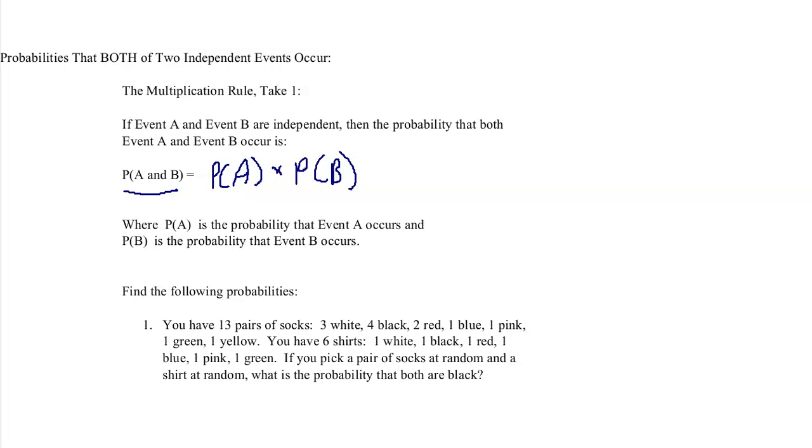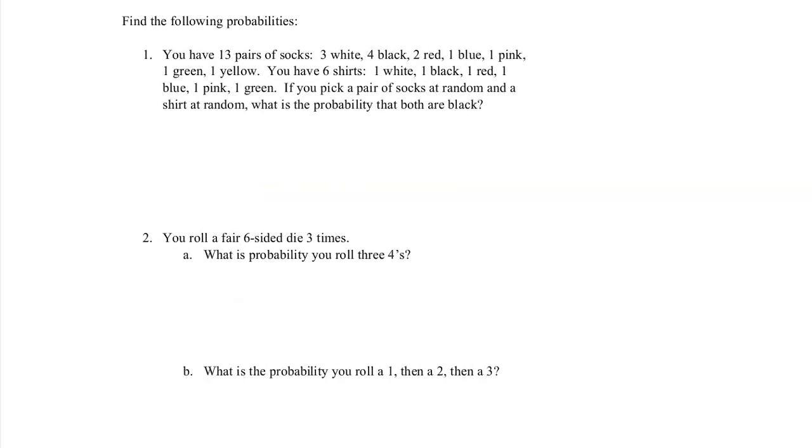So here we've got some events and we want to calculate some probabilities. You have 13 pairs of socks: 3 white, 4 black, 2 red, 1 blue, 1 pink, 1 green, 1 yellow. You have 6 shirts: 1 white, 1 black, 1 red, 1 blue, 1 pink, 1 green. If you pick a pair of socks at random and a shirt at random, what's the probability they are both black? These two events are independent. Your socks and your shirts are in separate drawers, and you randomly pick one of each. It's not going to have anything to do with each other.